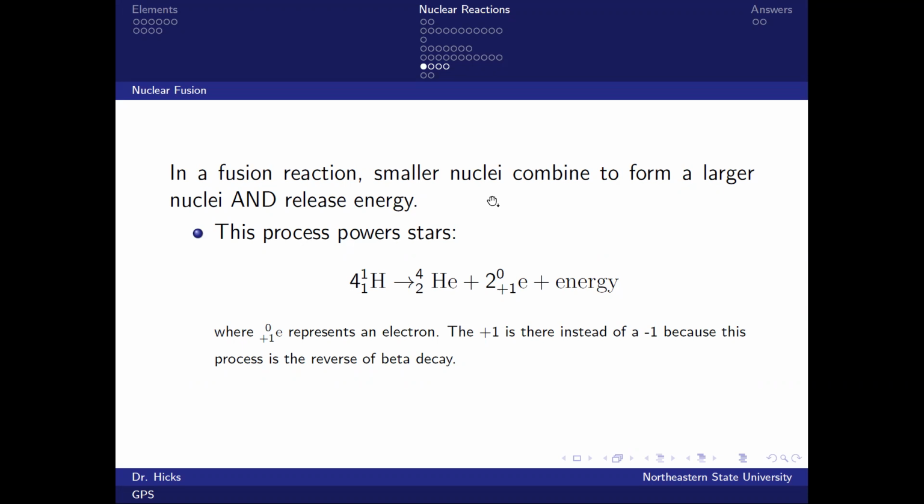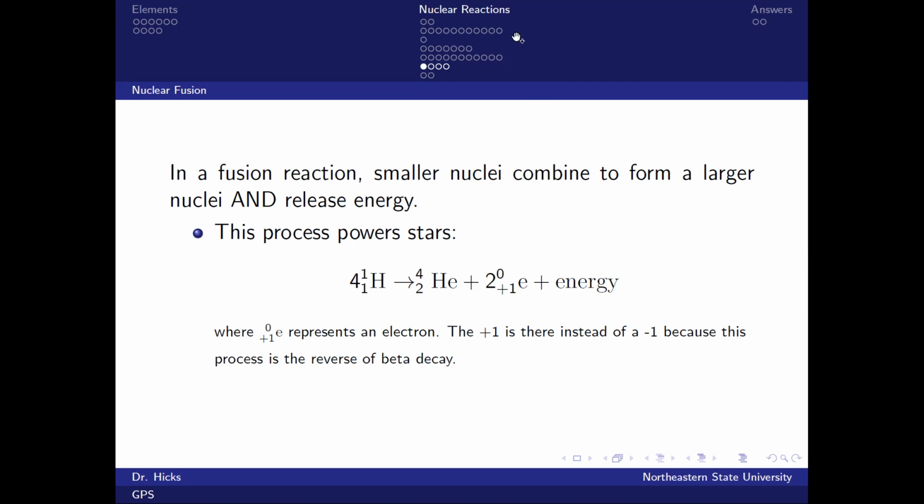This fusion reaction is what powers stars. Stars are almost all hydrogen, and in that reaction, there's so much gravitational force holding those hydrogen atoms together that they can be compressed to where they fuse together, and 4 hydrogen atoms can fuse together to form a helium atom, plus some electrons that are left over, and a lot of energy.